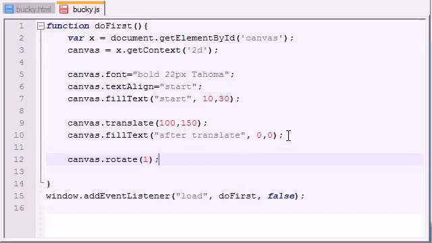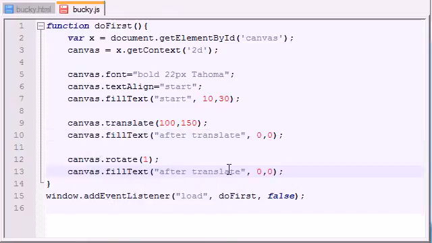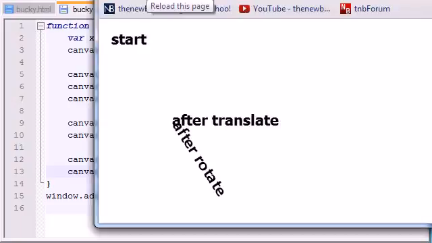Now I know what you're probably thinking, and actually let me go ahead and just copy this while I'm at it. Rotate, fill text, and I'll just write after rotate. I could spell it like that if I want to. So let me go ahead and refresh it and check it out. Whoa, that looks like it rotated about 45 degrees right around there.